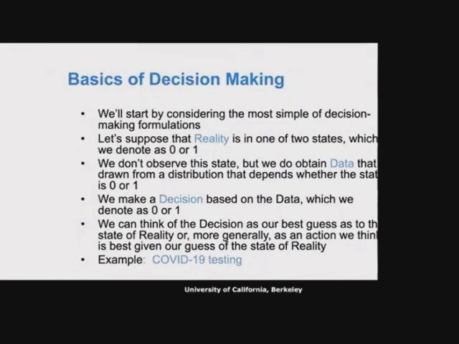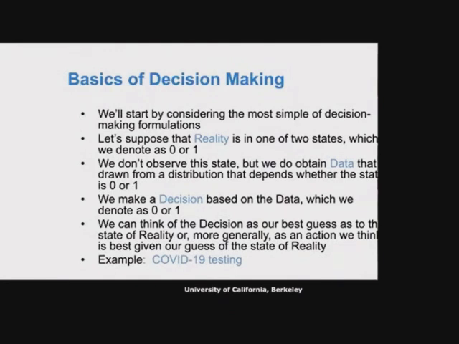We're going to go to the simplest possible situation where we have a decision to be made, and we're making decision making under uncertainty. If there was no uncertainty, this really wouldn't be so interesting for us. It wouldn't be data science. We have to have some uncertainty. All right, so we're going to suppose that there's a reality in one of 2 states, which we denote as a 0 or 1.